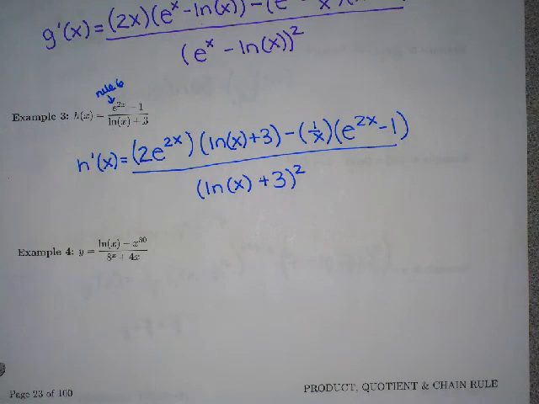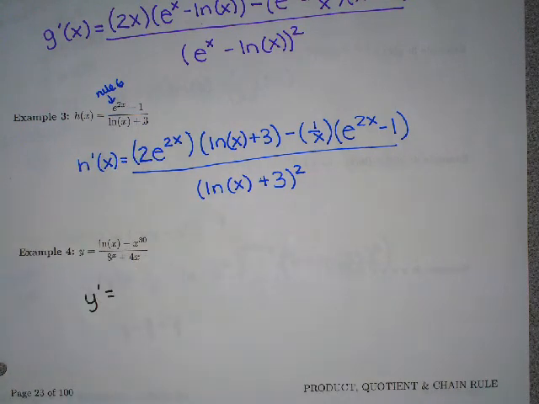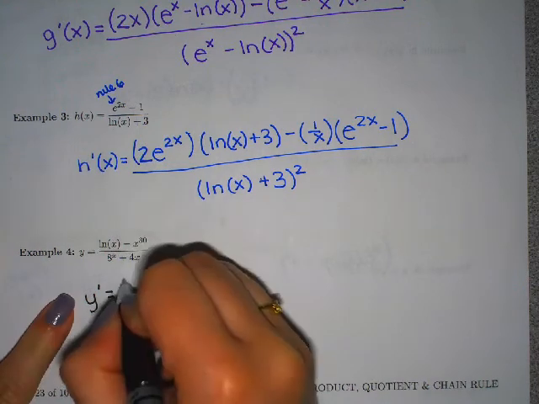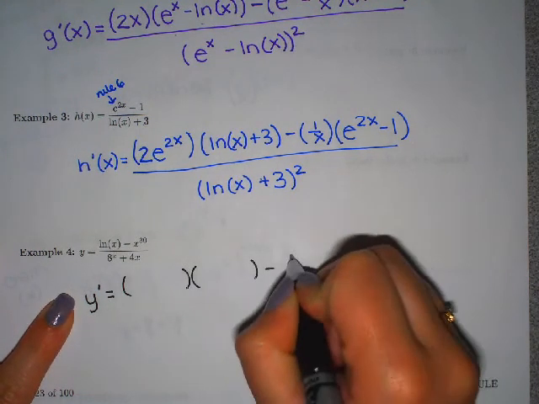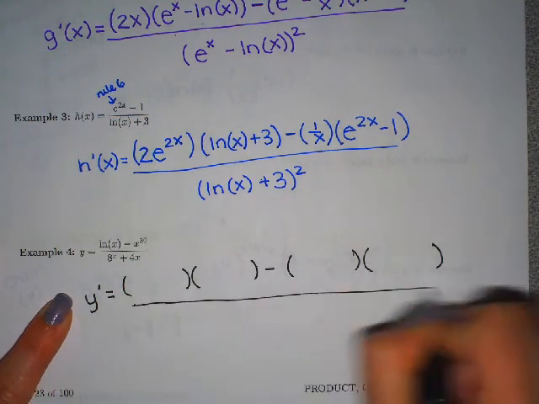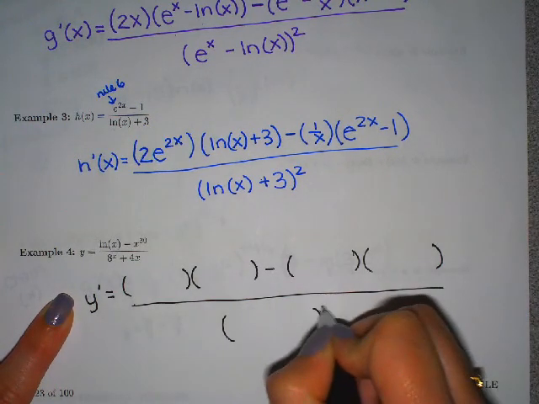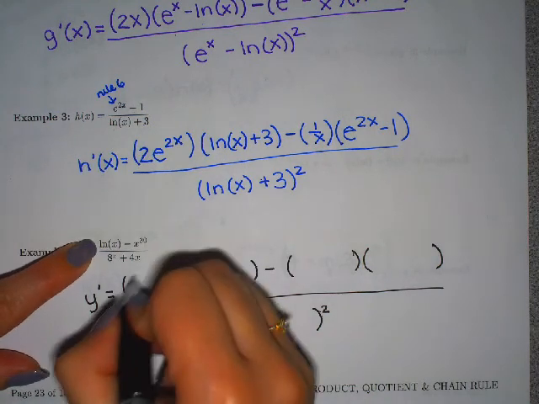So maybe try the next one. It has some good review of some of those harder to remember basic derivatives, but the quotient rule stays the same. Feel free to pause the video and try this next one. Finding y prime. We're doing the same thing. Derivative of the top times the original bottom minus the derivative of the bottom times the original top all over the denominator squared. See if you can fill out those pieces.